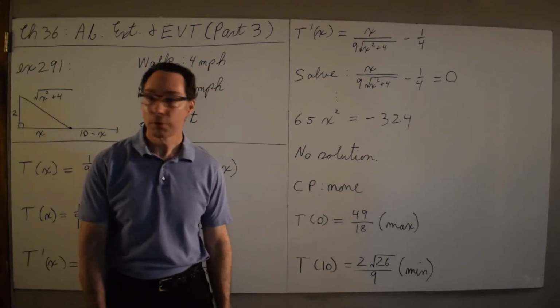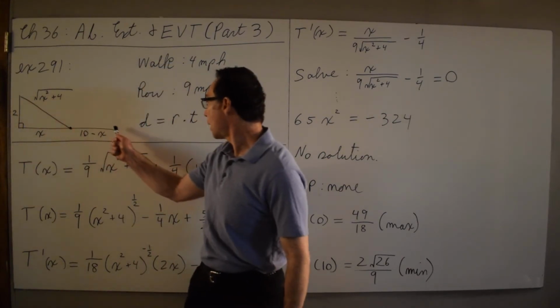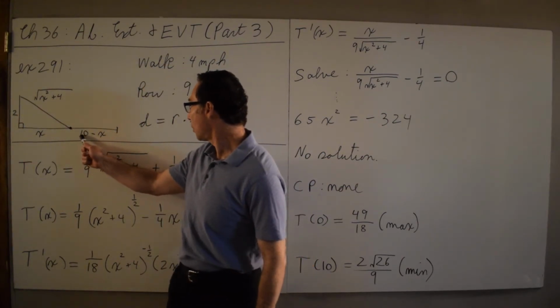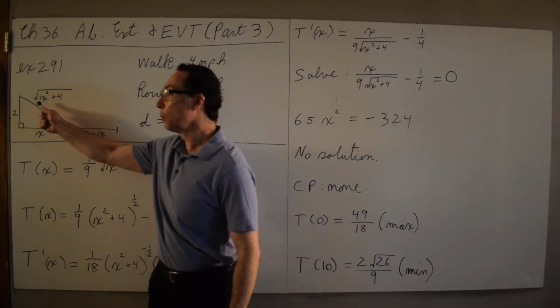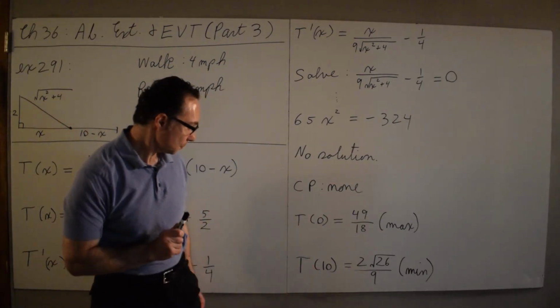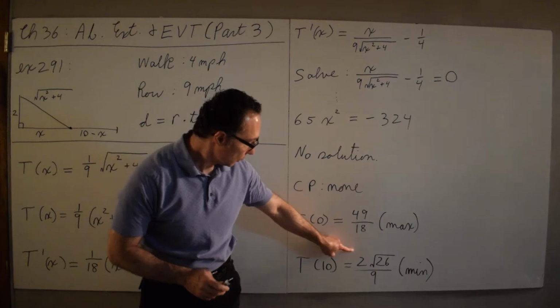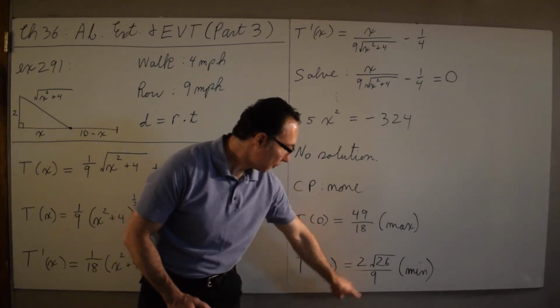T of 10 represents rowing the entire way. X is equal to 10. This part is 10 minus 10, which is 0. So we row the whole way. T of 10 is 2 square root of 26 divided by 9.